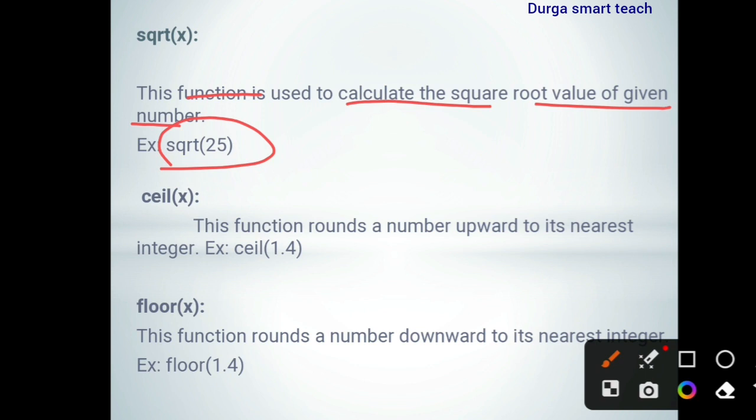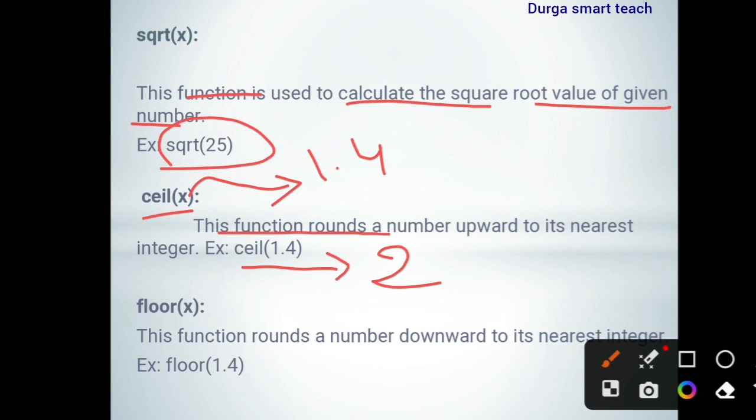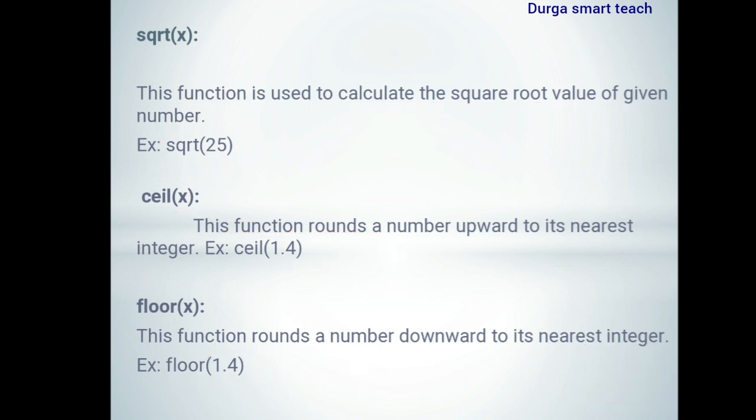Okay. Next, ceil. Ceil of x, where x is a number, suppose 1.4. This function is used to round a number upward to its nearest value. So upward to its nearest value is 2. Next, floor. Floor is used to round a number downwards to its nearest value. So downwards to its nearest value is 1. So ceil is upwards, floor is downwards.